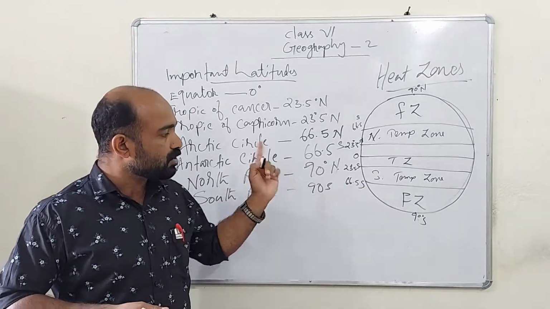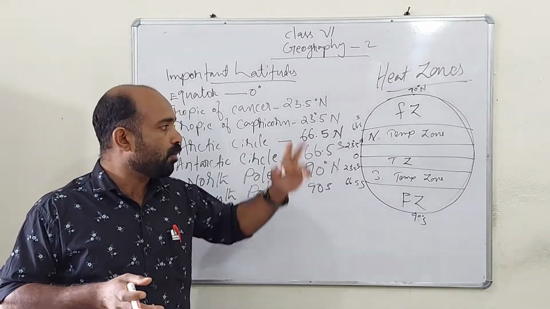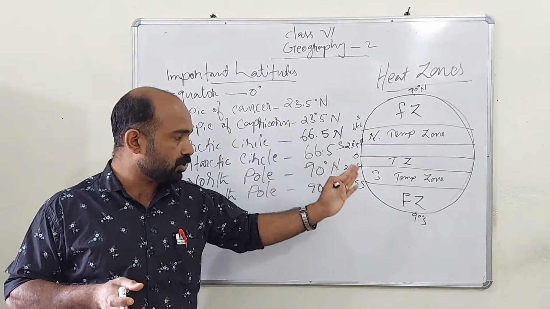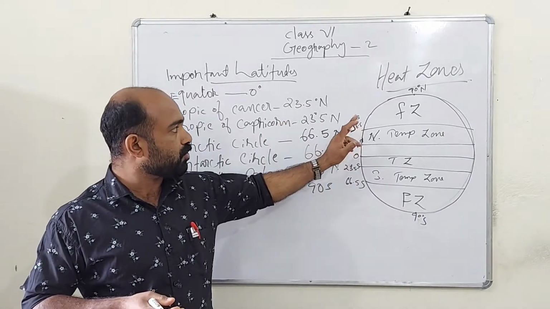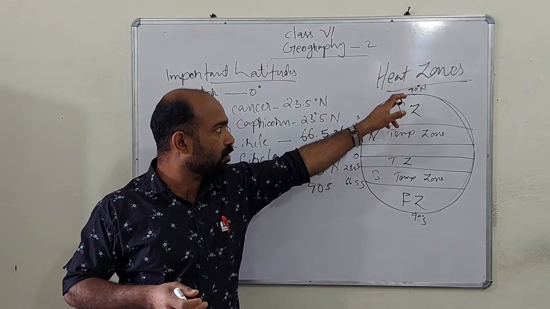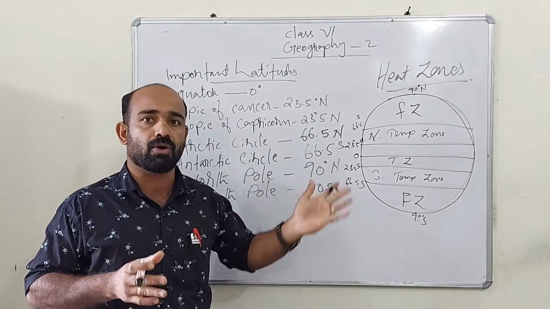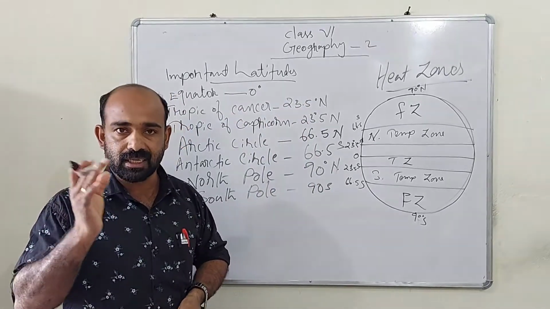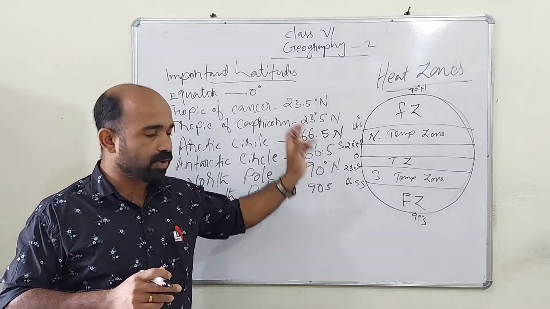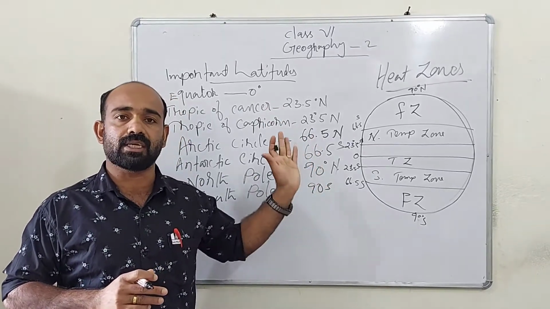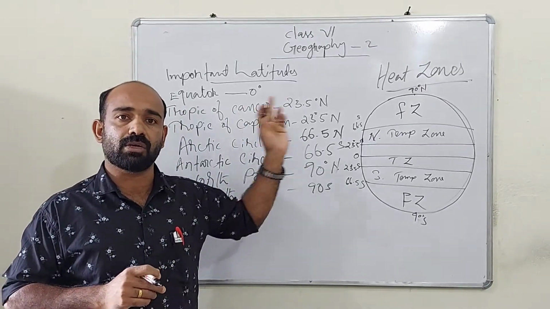Another climatic zone is the frigid zone. Two frigid zones are there. One is at the North Pole, in the northern hemisphere, and another one is in the southern hemisphere. Between 66.5 degrees north and 90 degrees north, there is one climatic zone that will be extremely cold throughout the year, because this region always receives slanting sunlight. This region is far away from the sun, and that's why it always receives very little heat and light of the sun. So throughout the year this portion will be frozen.